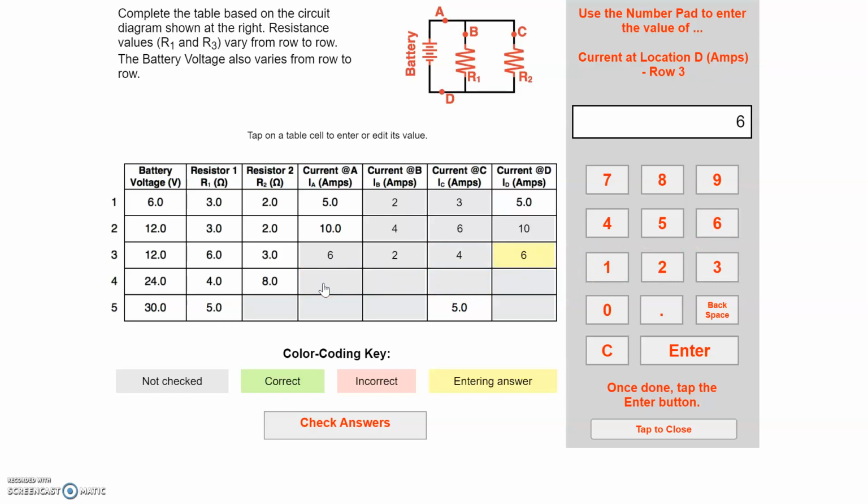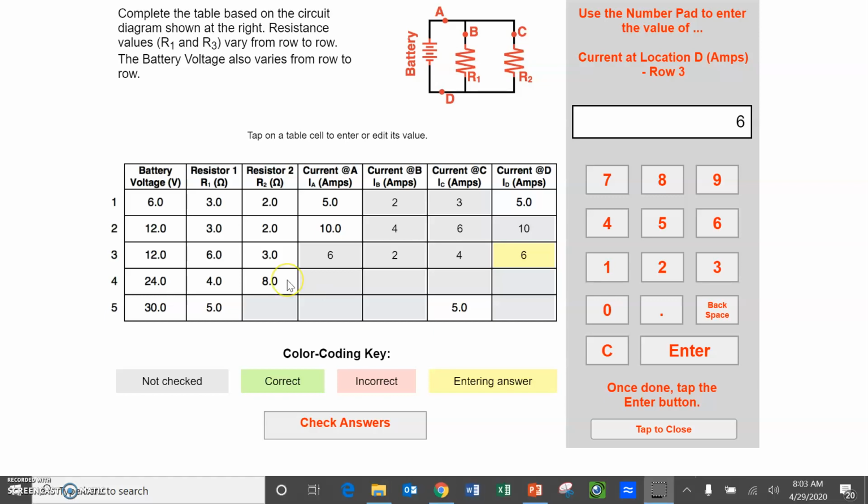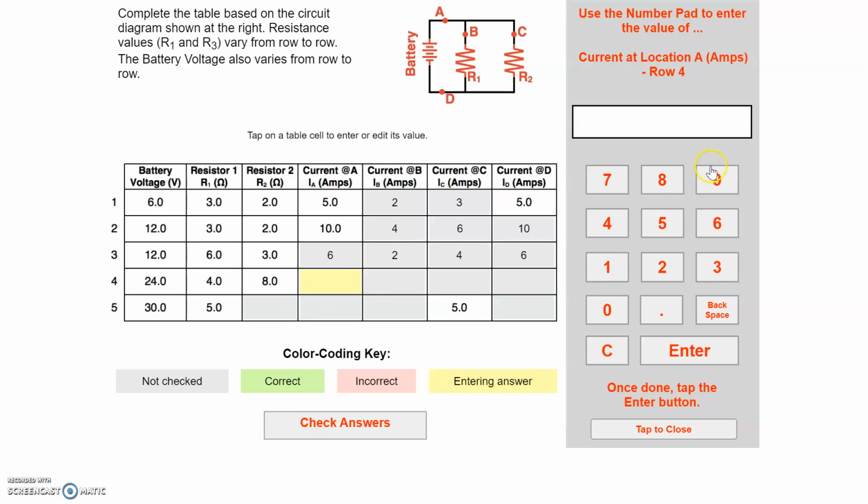You have to find the total resistance. And again, if you do that, you're going to get a value of 2.666 repeating ohms. So it's like 2 2/3 of an ohm. When you take the total voltage, 24, divided by that total resistance of 2.6 repeating, you get a current coming out of the battery of 9 amps.